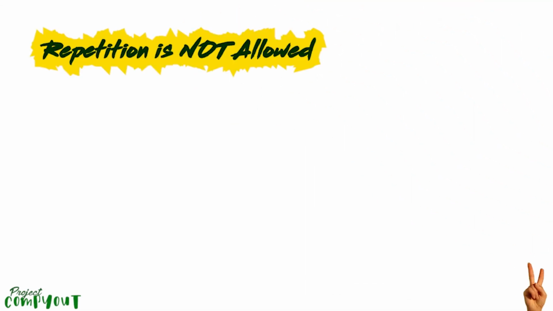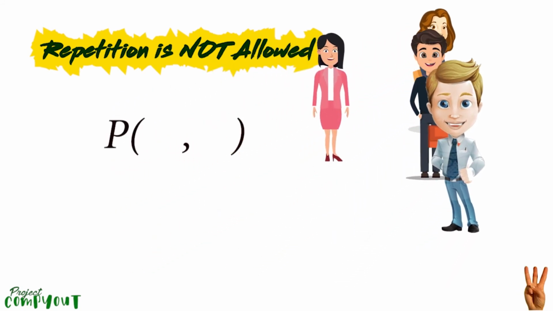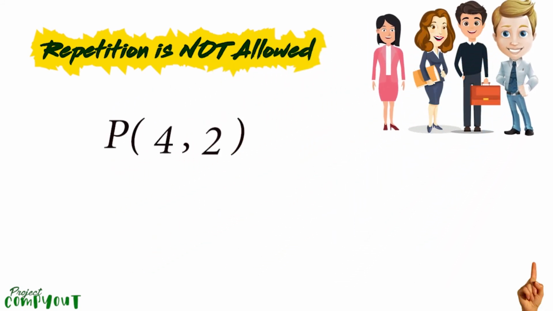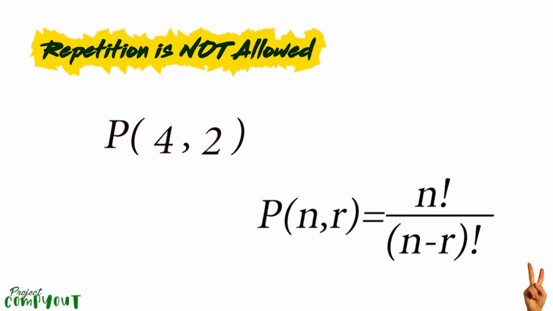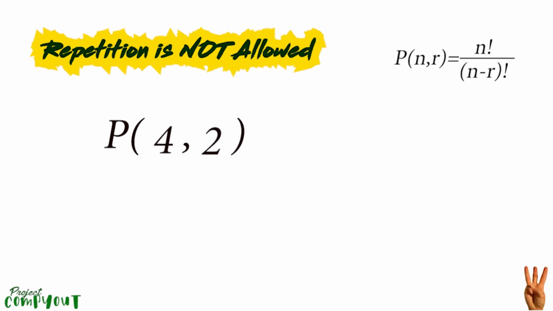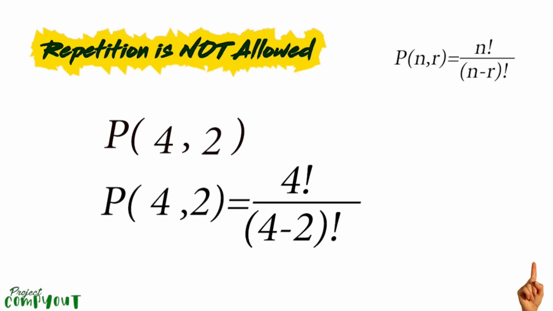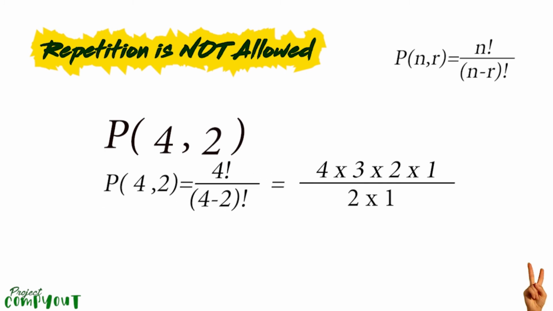Now, back to our example a while ago. Suppose we only want just 2 of them. Then, it would be the permutation of 4 persons taken 2 at a time. Then we have 4 possibilities for the first choice and 3 possibilities for the second choice, giving us 12 permutations. This is also given by the formula n factorial over n minus r factorial. Substituting values of n and r, we have 4 factorial over 4 minus 2 factorial. 2 times 1 gets cancelled out, and we get 12 permutations.